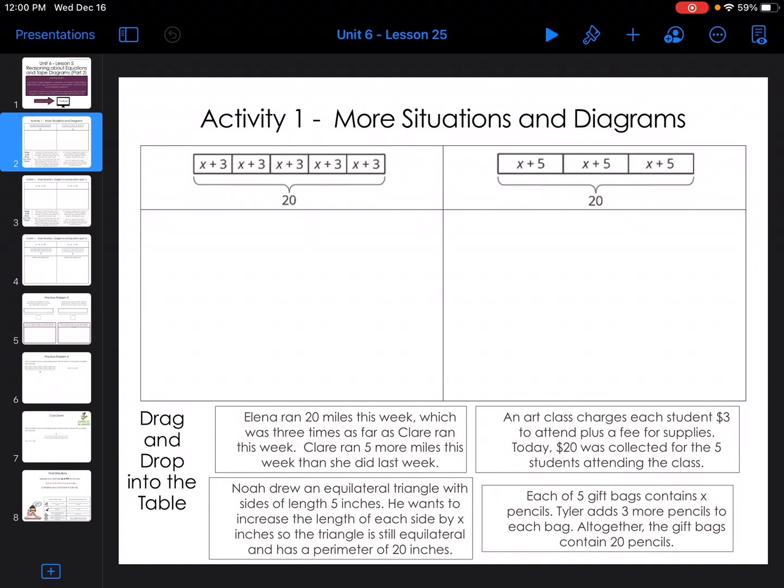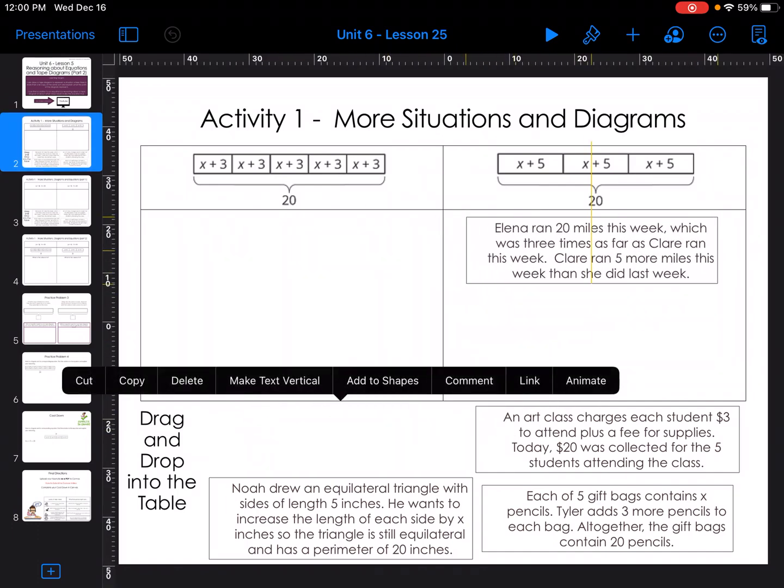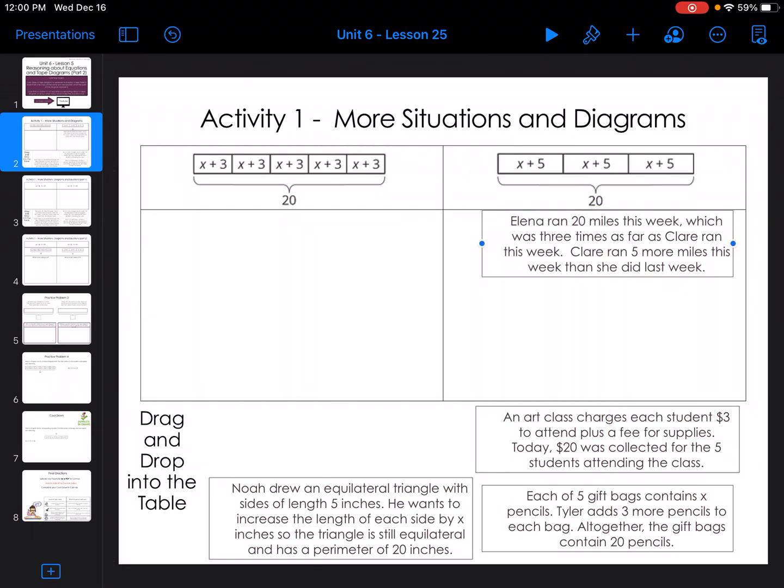All right, so I have equations, and I'm going to need to drag and drop them into the table. In the first one, I have 5 groups of x plus 3. In the second one, I have 3 groups of x plus 5. They both equal 20, so I have to be careful. Elena ran 20 miles this week, which is 3 times, so 3 groups, as far as Claire ran. Claire ran 5 more miles this week than she did last week. So 5 more tells me to add, and the 3 times tells me it's 3 groups of it.